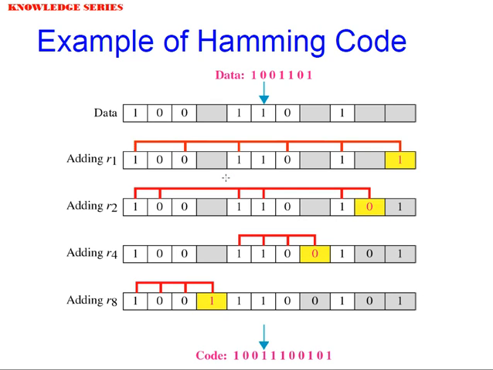Now let us see one example with respect to the Hamming code, and how it is going to identify this particular error.